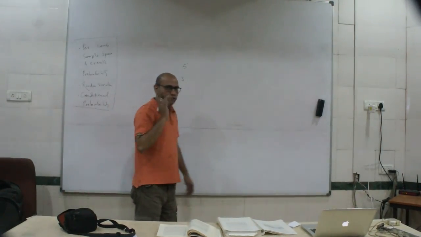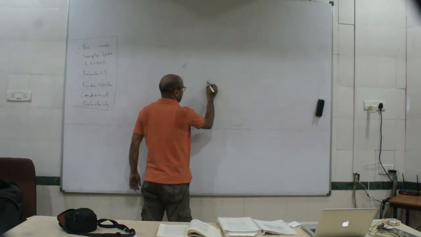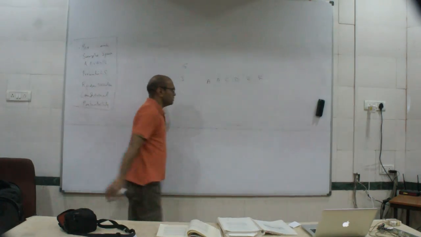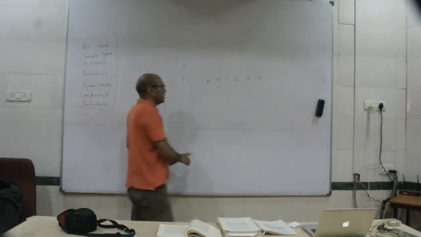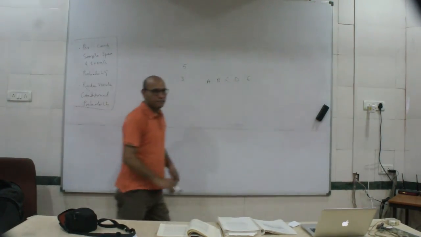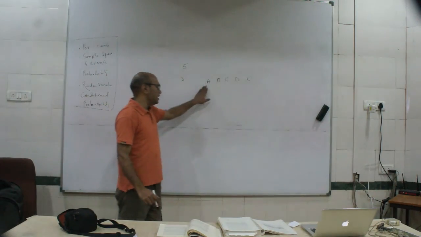So I have A, B, C, D, E, and F. I took 6. From these, I want 3. So I can take A, B, C.